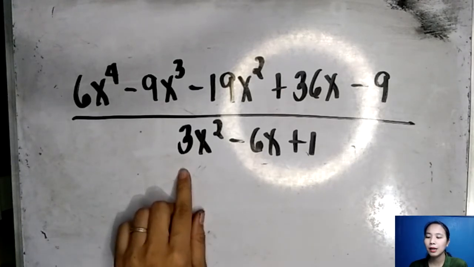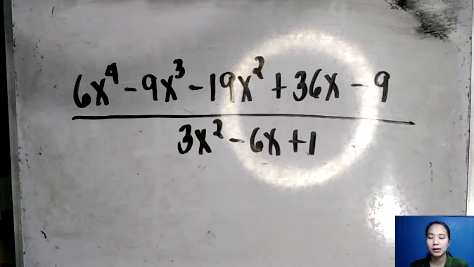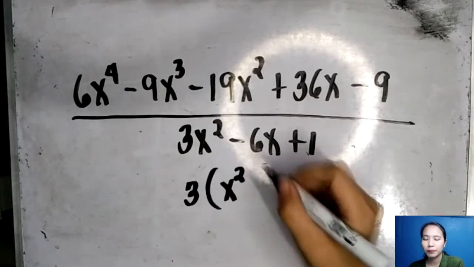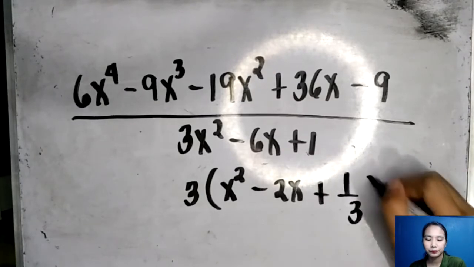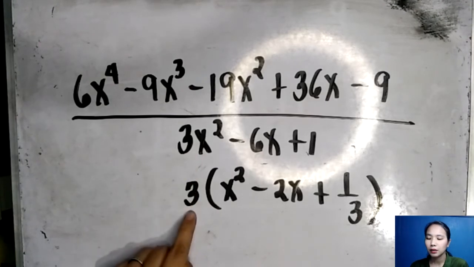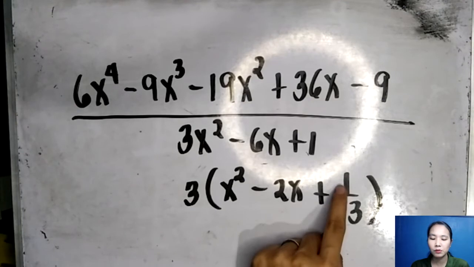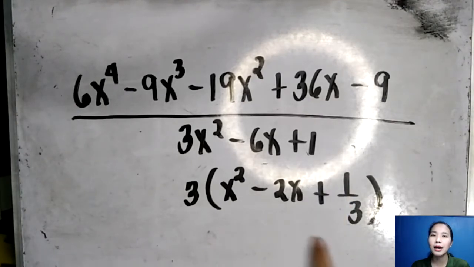Ang ating given na 3x squared minus 6x plus 1 ay pwedeng i-express as 3 times x squared minus 2x plus 1/3. That is 3 times x squared ay 3x squared. 3 times negative 2x is negative 6x. 3 times 1/3 is 1. Ito ngayon ang ating gagamitin para kunin ang ating constant divisors.